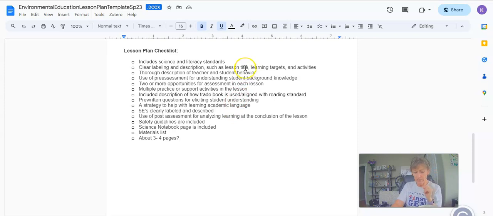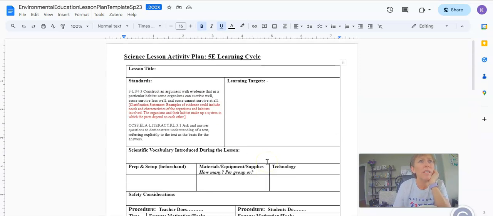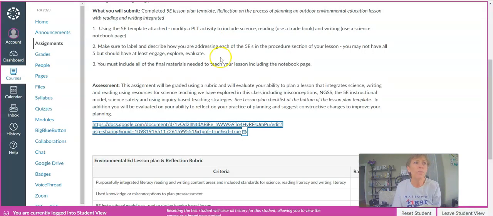This might take you a little longer. That's why I suggested it might be good if you have a partner or work in a group, just because this one takes a little bit longer. If you do work in a group, make sure that you identify that on your lesson and put all of your names on there so that I know who was participating.